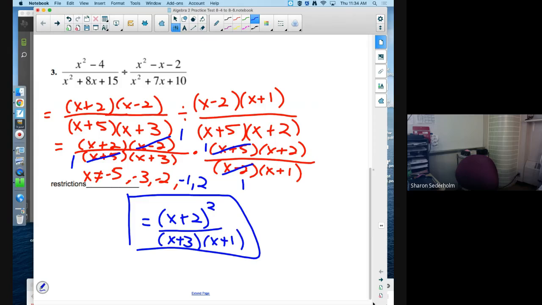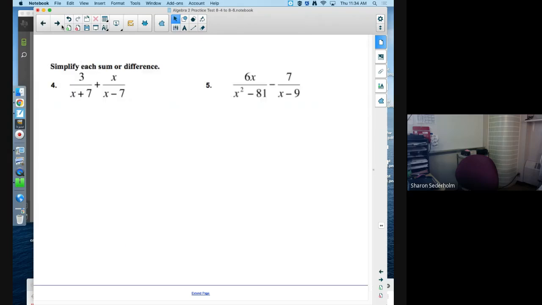There's our answer. There's our restrictions. So we did simplify, multiply, and divide. Now we switch gears. Why is adding and subtracting fractions more difficult than multiplying and dividing?